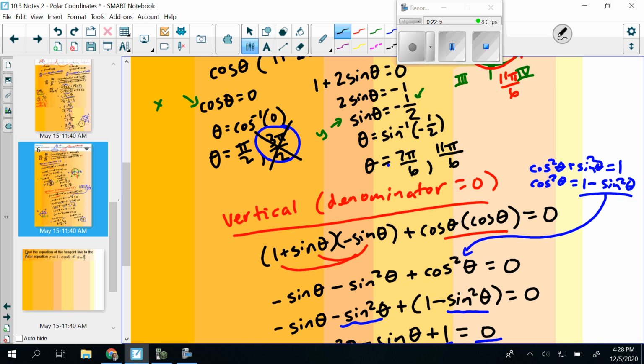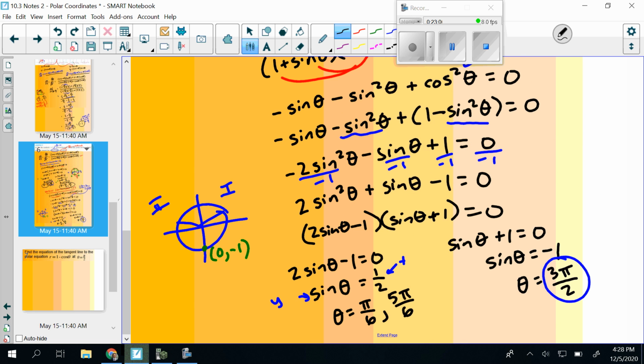So we're going to get horizontal at pi over 2, and 7 pi over 6, and 11 pi over 6. And then we're going to have vertical tangents at pi over 6, 5 pi over 6. Again, this one is not one because that's where we do not have a derivative.